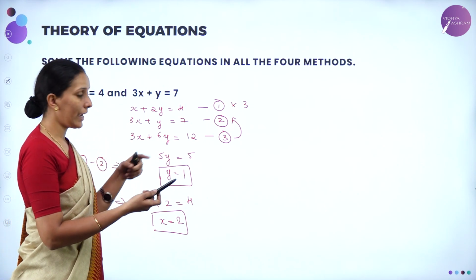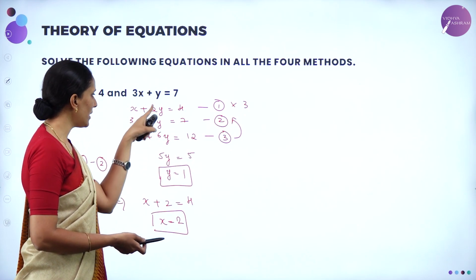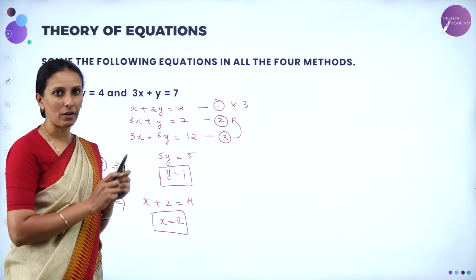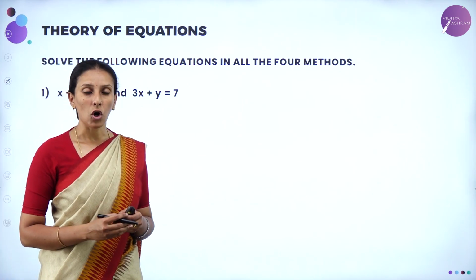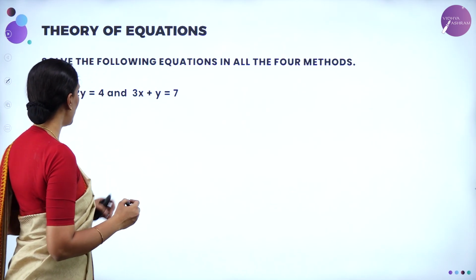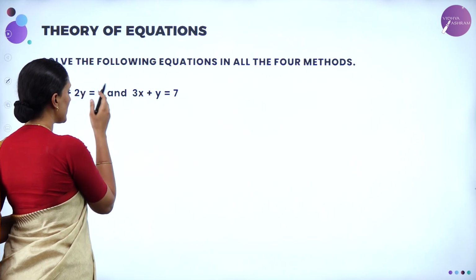Here I have taken the common element in terms of x. We can also take y by multiplying 2 to the equation 2 so that these two will become same, and again we'll eliminate y, find x, then again we'll find y. The last method is called the method of cross multiplication. So in the method of cross multiplication, first we will write the coefficients of the variables and constant.